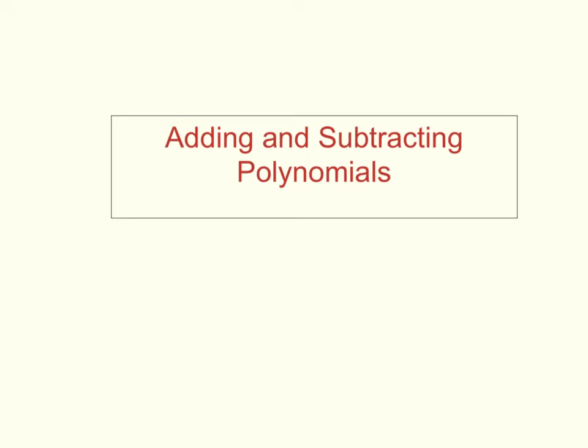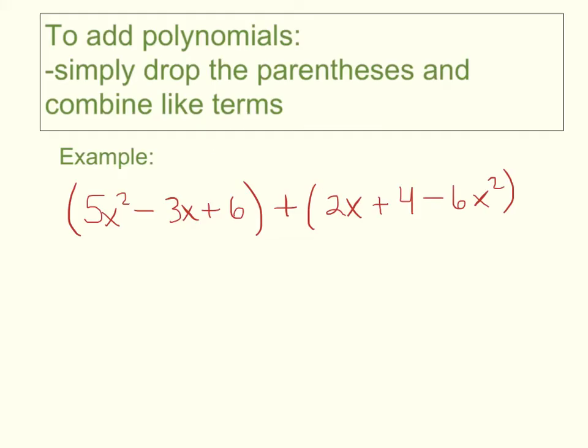Okay, so this video is on adding and subtracting polynomials, and we will be looking at multiplying polynomials in a different video. To add polynomials, all you have to really do is combine like terms. You can ignore the parentheses. So these parentheses right here, you can kind of ignore them because this is addition in here. So we can just drop the parentheses and combine the like terms.